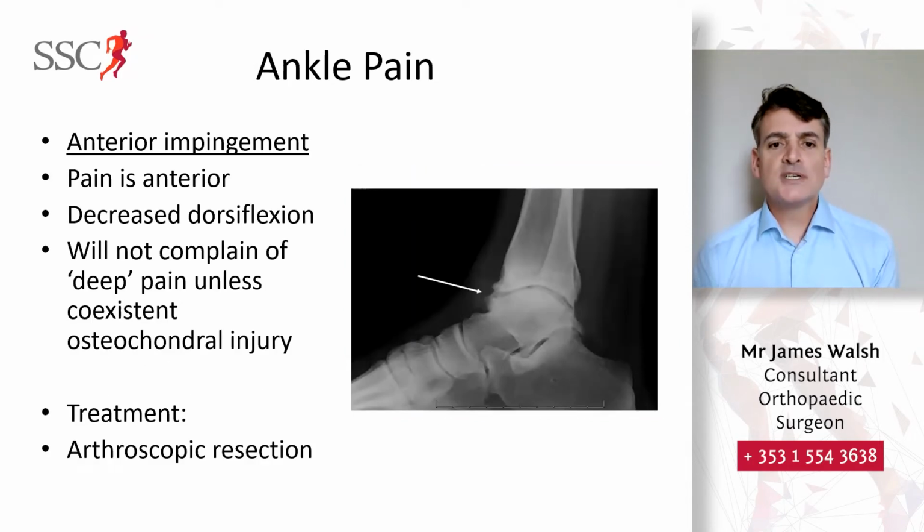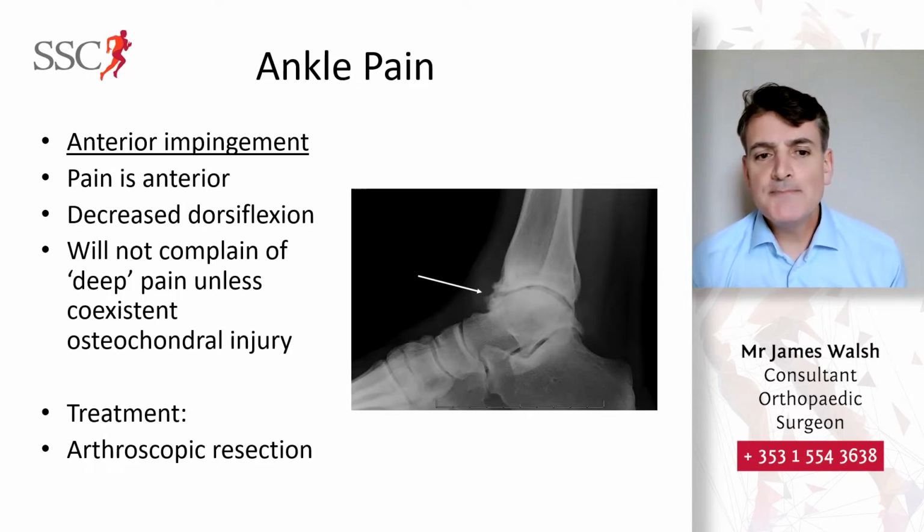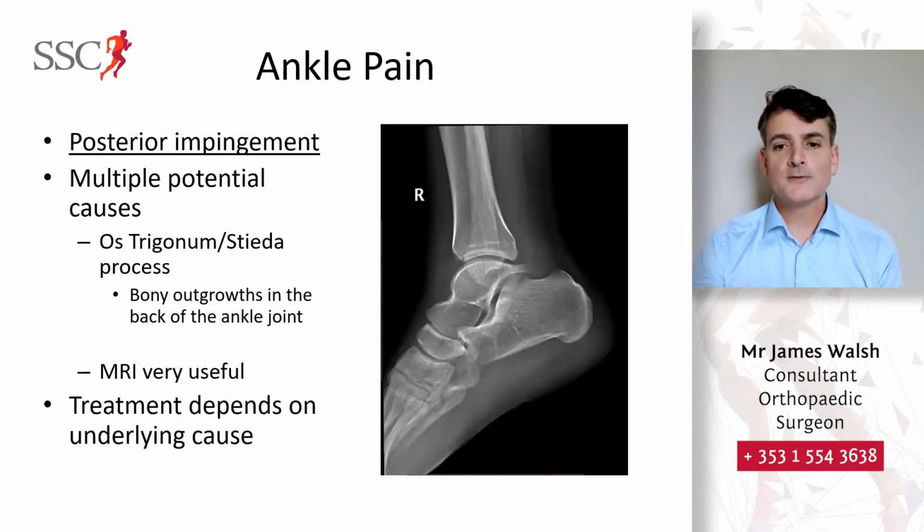So moving deeper into the ankle to look at ankle pain, we're going to talk about anterior and posterior impingement. Pain is anterior at the front of your ankle, and you'll have decreased dorsiflexion, meaning you've decreased the ability to move your ankle up. You won't complain of deep pain unless there's a coexistent deep degenerative injury, and we're going to talk about those in a minute. And the treatment for this is primarily a camera, an arthroscopy, and we resect these, but sometimes we have to perform an open resection of these problems.